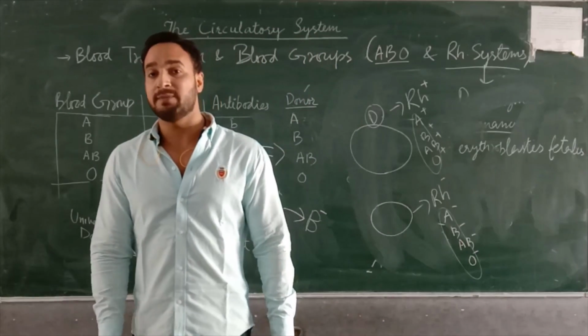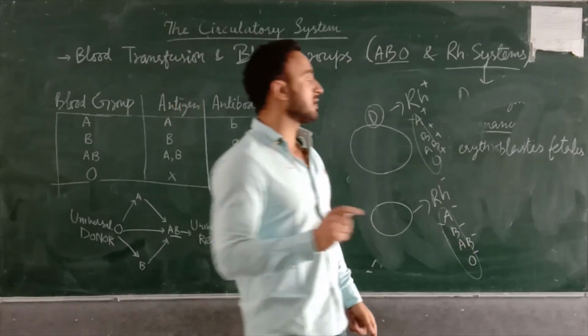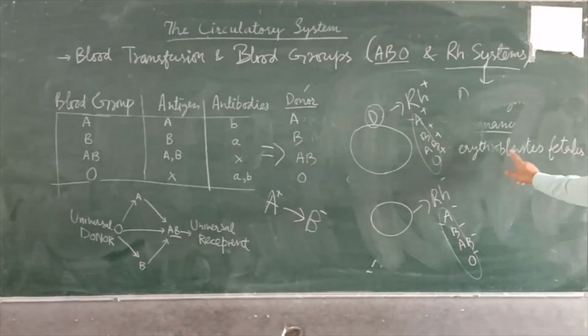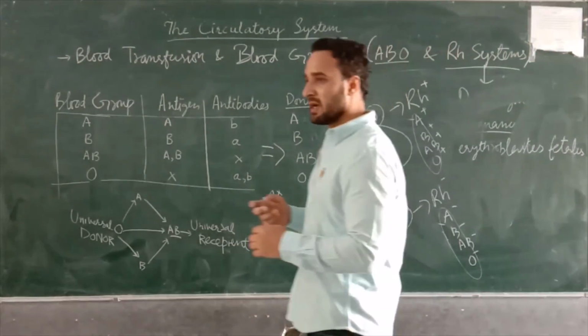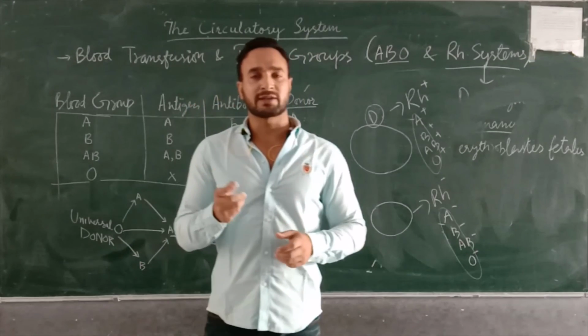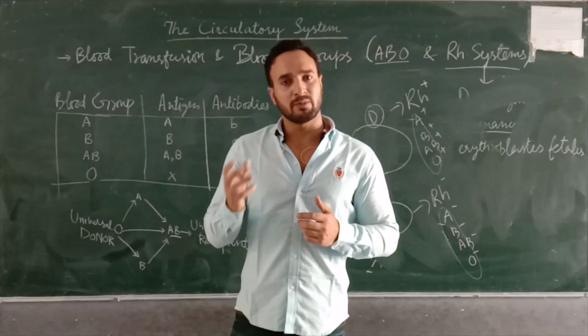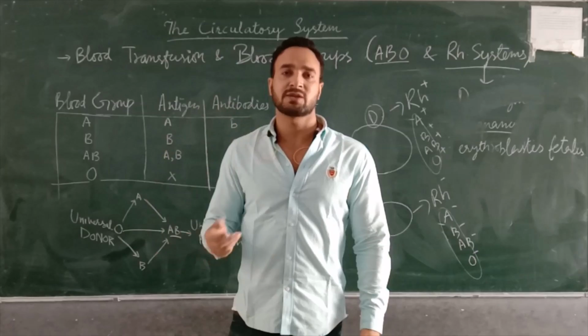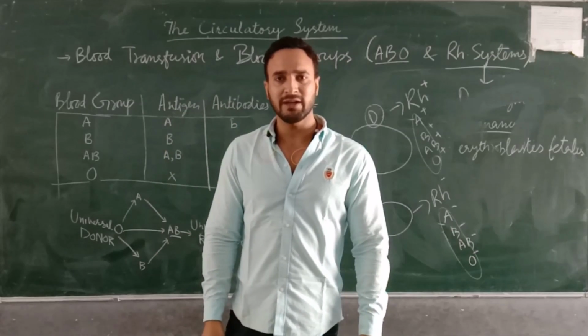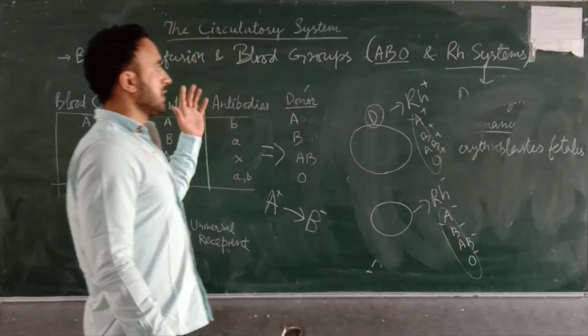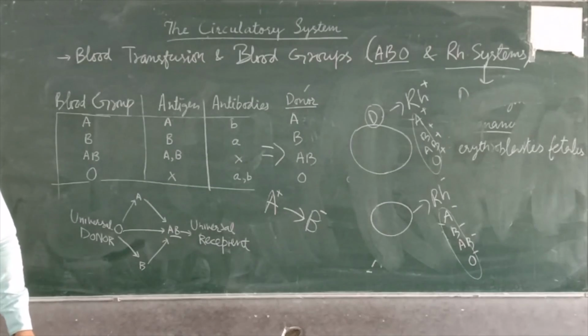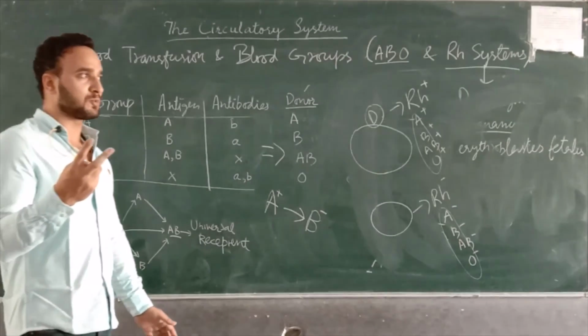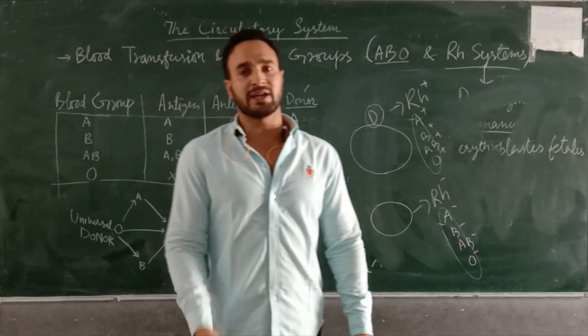to the baby. That condition is called erythroblastosis fetalis, and this condition is now corrected by giving an Rh factor suppressing dose to the mother after delivering an Rh positive baby, right? So this is all about the blood transfusions and the blood groups in case of human beings. We discussed two blood group systems, that's ABO and the Rh system.